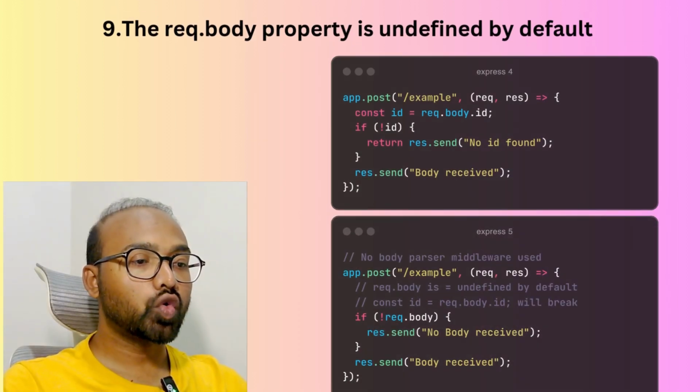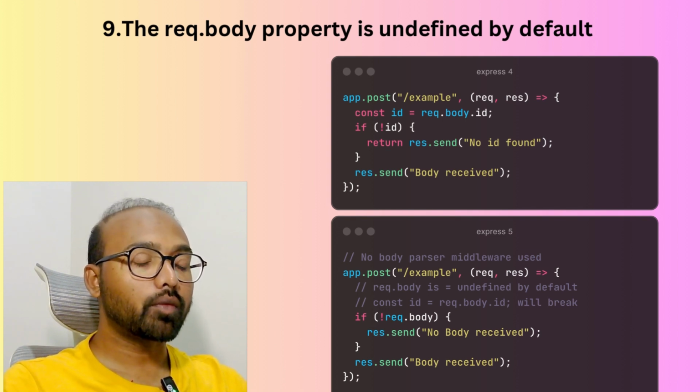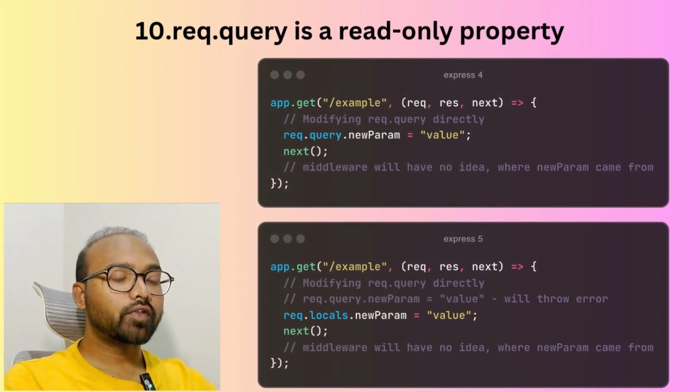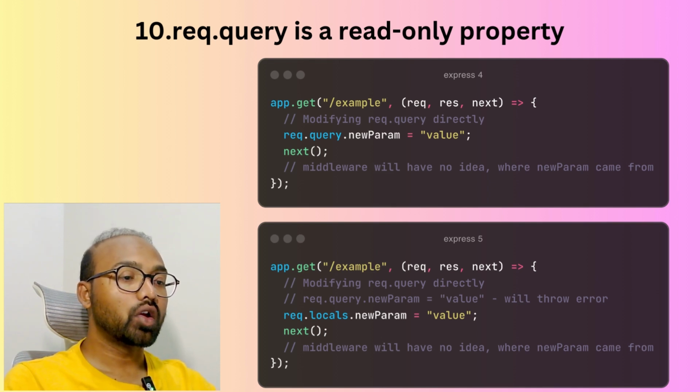In Express 4, if the request body was not present, then request.body would return an empty object by default. In Express 5, the default value of request.body will be undefined if the body data is not present in the request. In earlier versions of Express, you could modify request.query directly, which could lead to unintended side effects or confusion about where the query parameters were coming from. In Express 5, request.query is a read-only property, which makes sure that data comes only from the request.